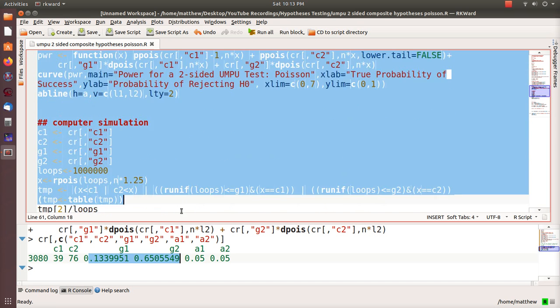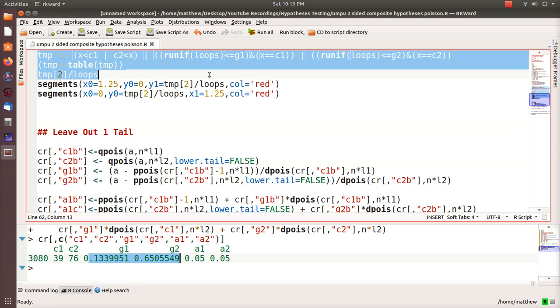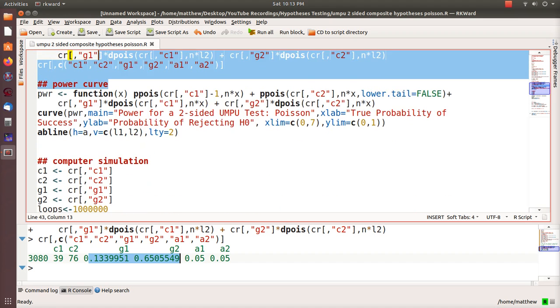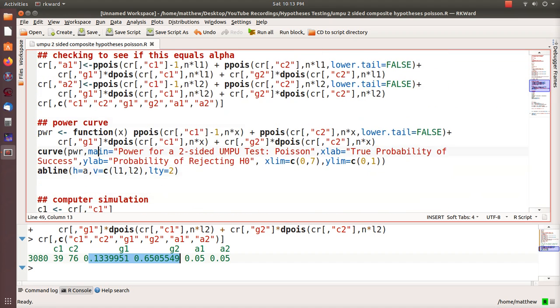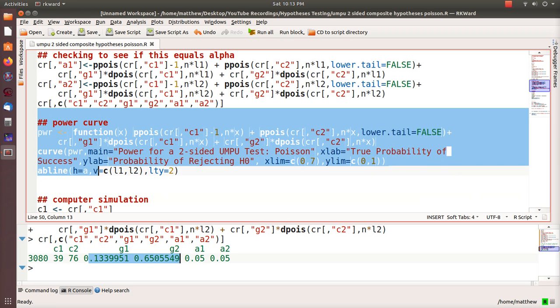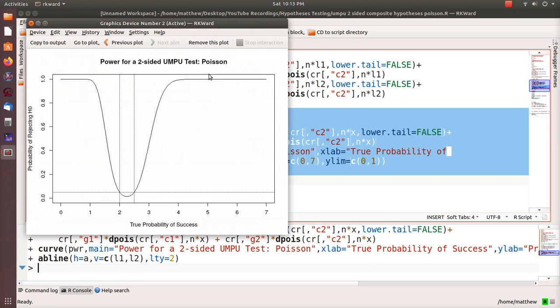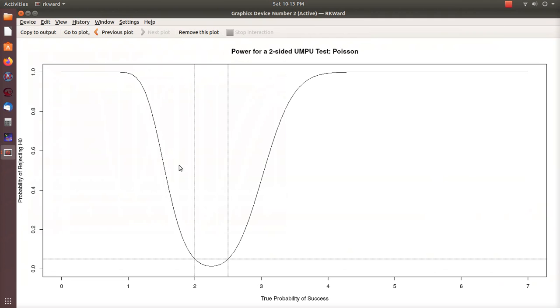And then if we plot the power curve, let's see where we are, right here. If we plot the power curve for this and look at it, it's this right here. And notice we're between 2 and 2.5. The power curve is below alpha, which is the horizontal dotted line, and we're always above it in the alternative region. That's why it's an unbiased test.